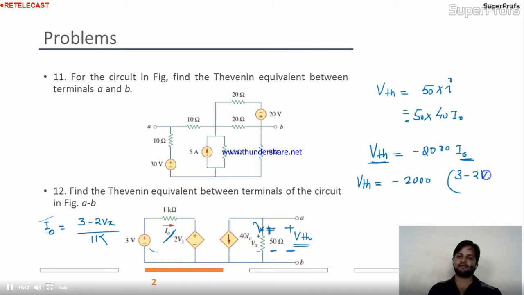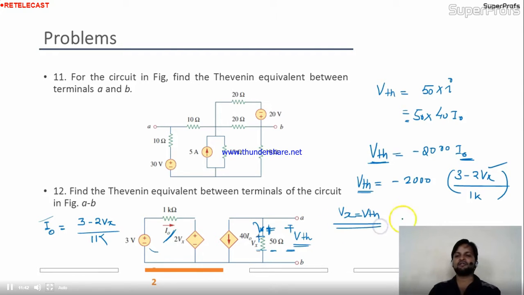3 minus 2Vx is nothing but 1k. Is it okay? Now see, what is this Vx, this unknown variable? We have to remove this from the circuit. Then only we can calculate the VTH. So see, Vx and VTH both are the same thing. What is the Vx over here? Vx is the voltage drop across the 50 volt resistor, and our VTH is also the same thing. It means Vx is nothing but VTH.